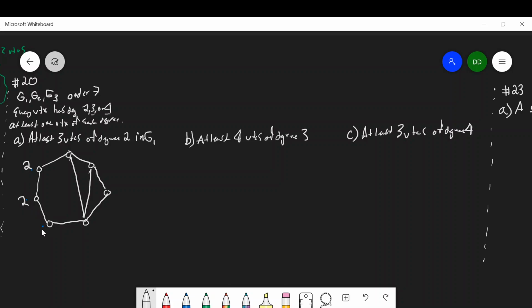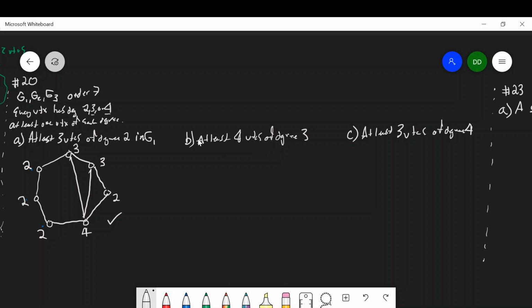2, 2, 2. Those are those degrees. This one's 4. This one's 2, 3, 3. So let's check to make sure we've satisfied all the conditions. Yep, we have 1 vertex of each of the degrees 2, 3, or 4. We don't have any of any other degree. And we do have at least 3 vertices of degree 2. In fact, we have 4. And so this checks out. That's a construction that works.